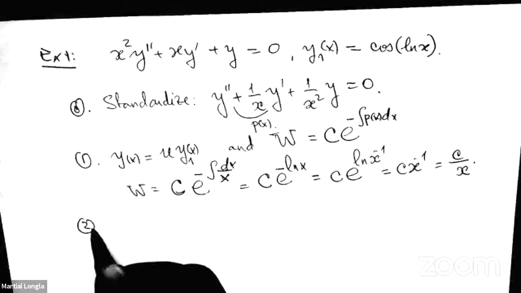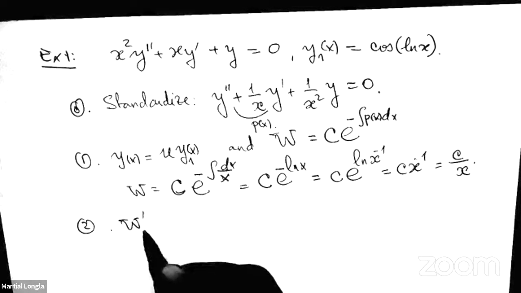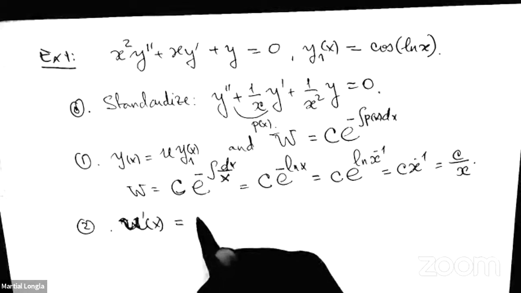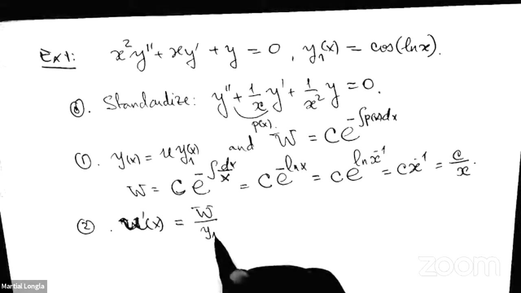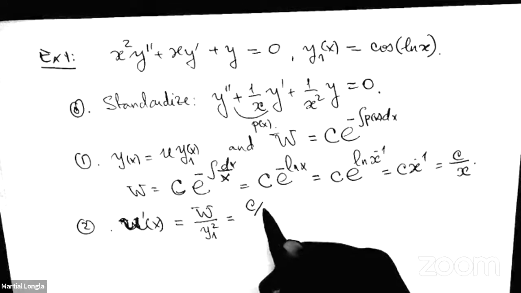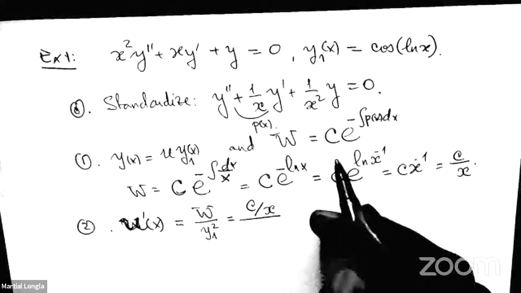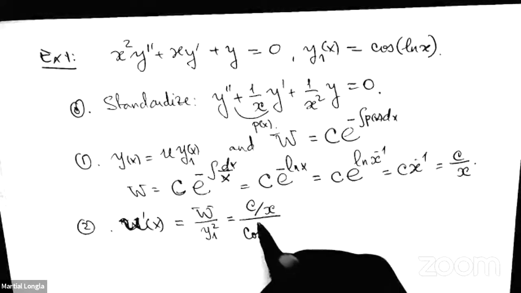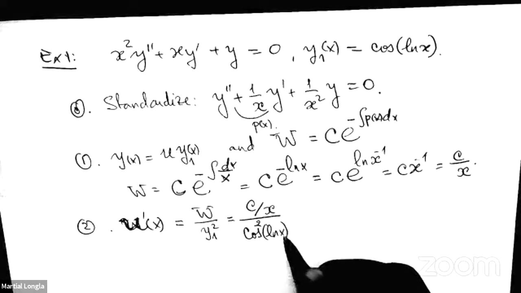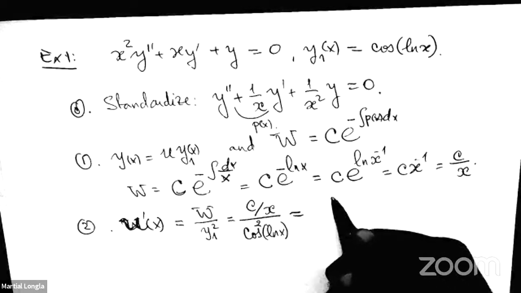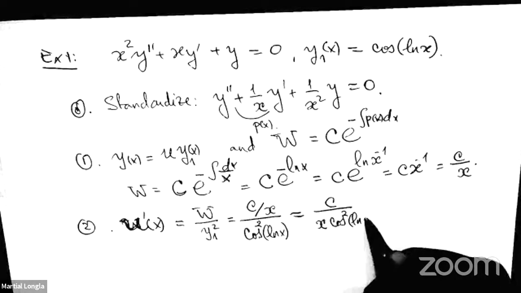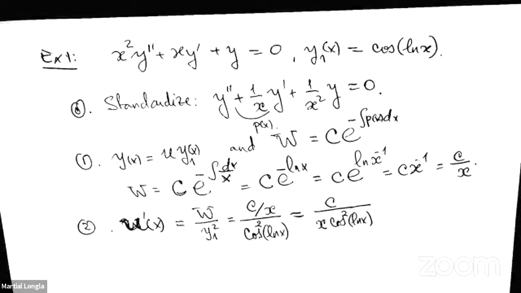Then you go to step 2, and you get u prime. You get u prime of x equals w over y1 squared. w is c over x divided by y1 squared. y1 is cosine, so that's cosine squared of natural log of x. So this is c over x cosine squared of natural log of x. That's it. No other work to do, just write that.